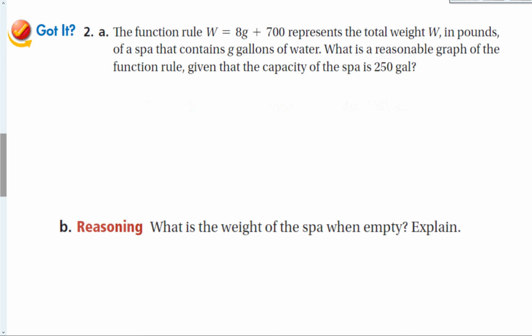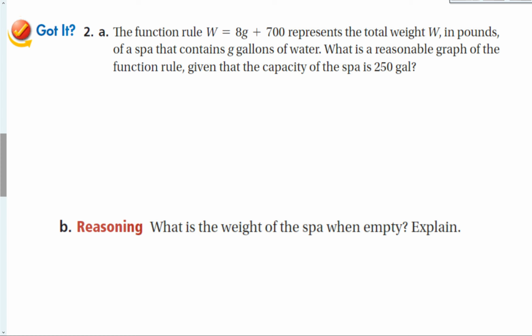So function rule W is equal to 8g plus 700 represents the total weight in pounds of a spa that contains g gallons of water. So what is a reasonable graph of the function rule given that the capacity of the spa is 250 gallons?